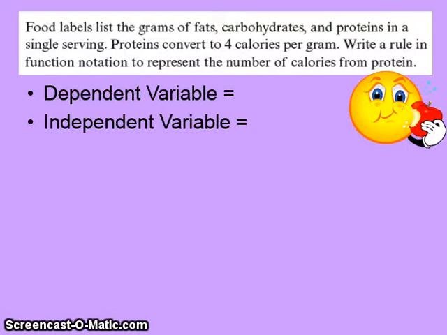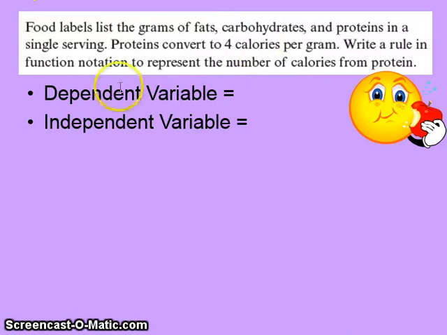Here's another example. This needs to be in your notes. Food labels list the grams of fats, carbohydrates, and proteins in a single serving. Proteins convert to 4 calories per gram. Write a rule in function notation to represent the number of calories from protein.